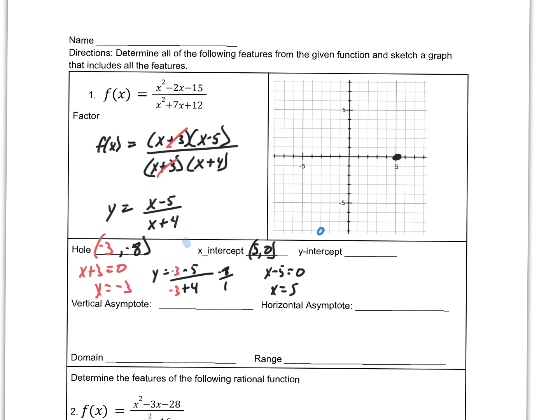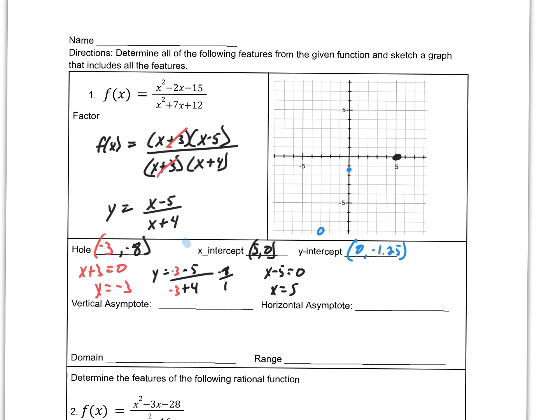And the y-intercept, that's a little bit more involved. That's where you plug 0 in for x in the numerator and 0 in for x in the denominator. So 0 minus 5 is negative 5, and 0 plus 4 is 4. So it's really just negative 5 over 4, which is negative 1 1/4. So the y-intercept is here at negative 1 1/4. So when x is 0, y is negative 1.25.